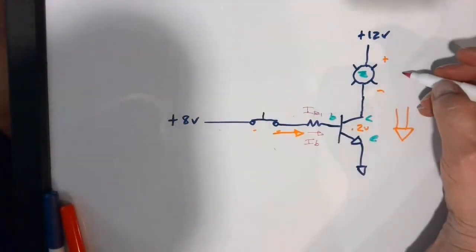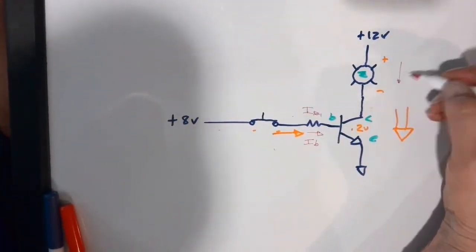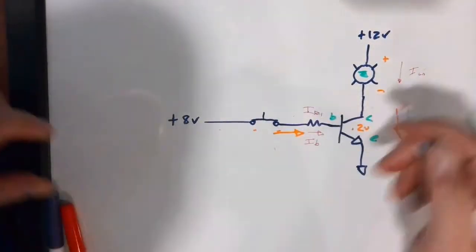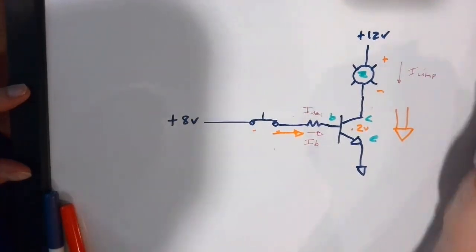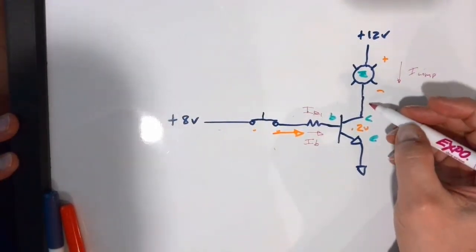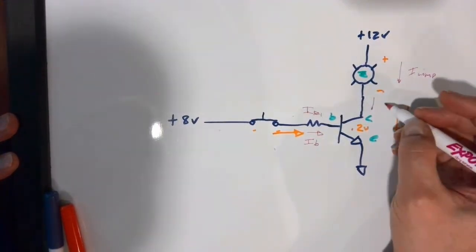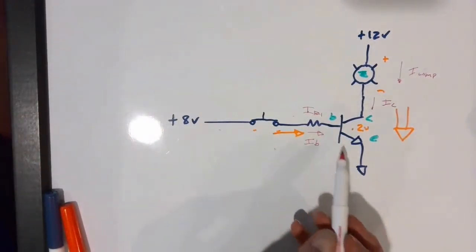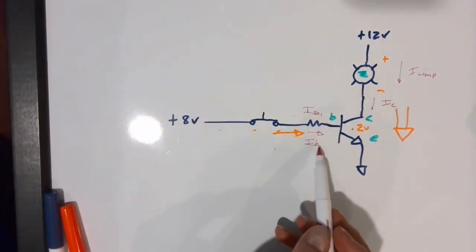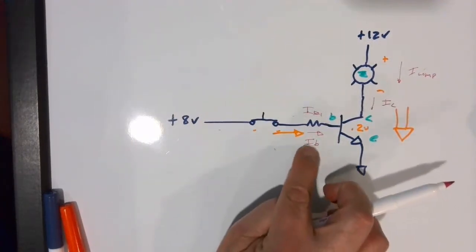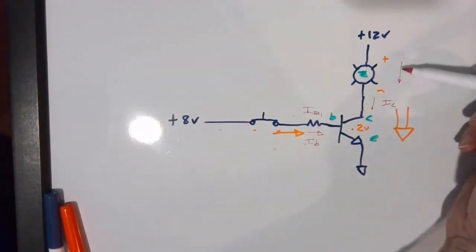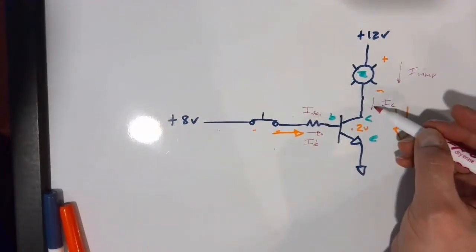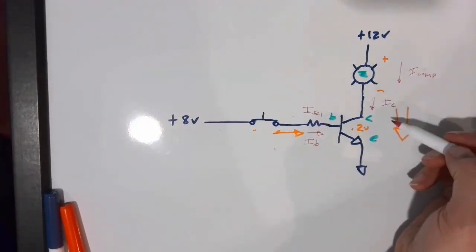For the collector current, the current flowing through into the lamp, which I call I lamp, is the same as the current flowing into the collector, which is called I sub C. So it's important to understand those terms mean the same thing. IR1 is the same thing as I sub B, the current flowing into the base. And I lamp, the current flowing into the lamp, is the same as the current flowing into the collector, which is called I sub C.